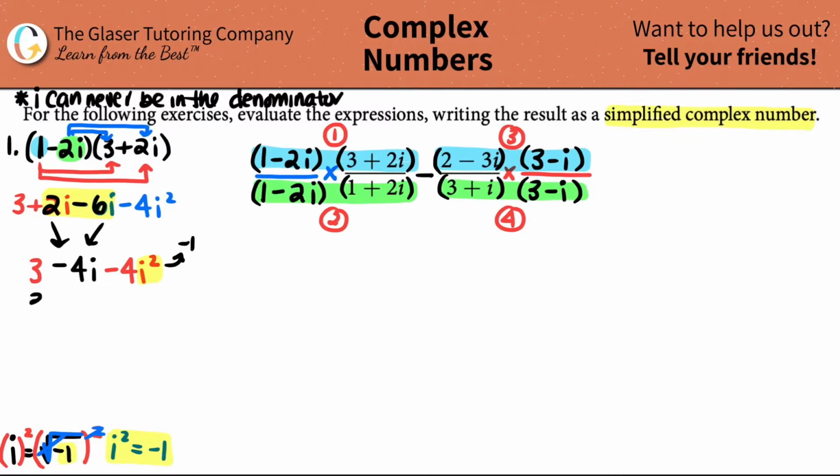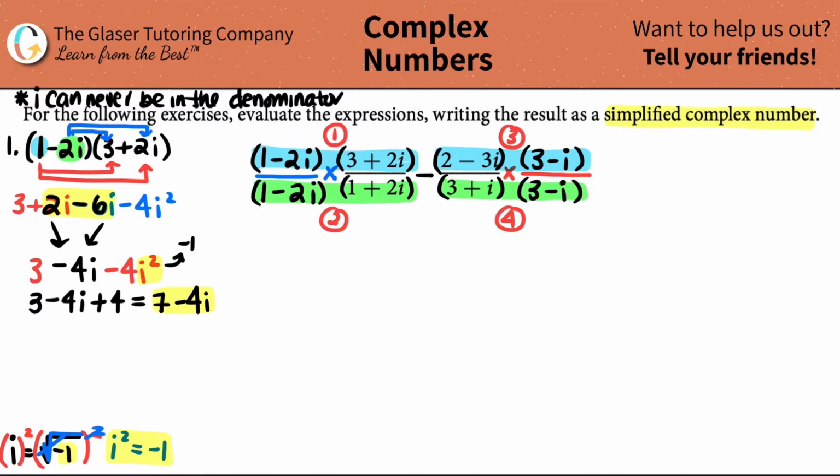So this would now be 3 minus 4i minus 4 times a negative 1. And a negative 4 times a negative 1 is the same thing as a positive 4, right? So I can just get rid of this, and then I just simplify. So 3 plus 4 is 7, and then 7 minus 4i. So that is the answer to the first part.